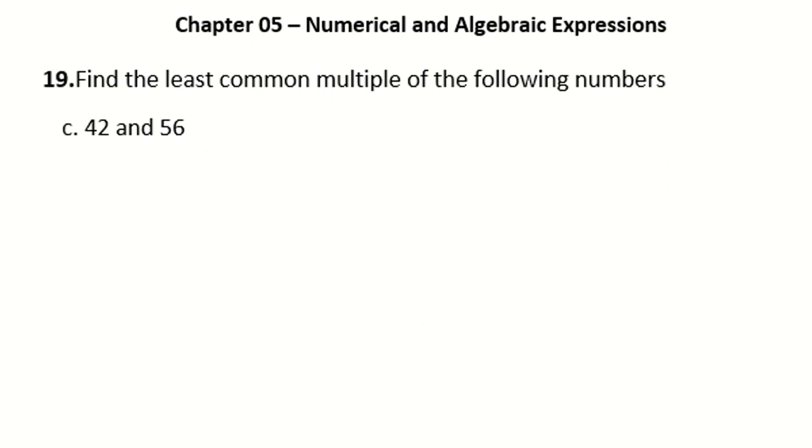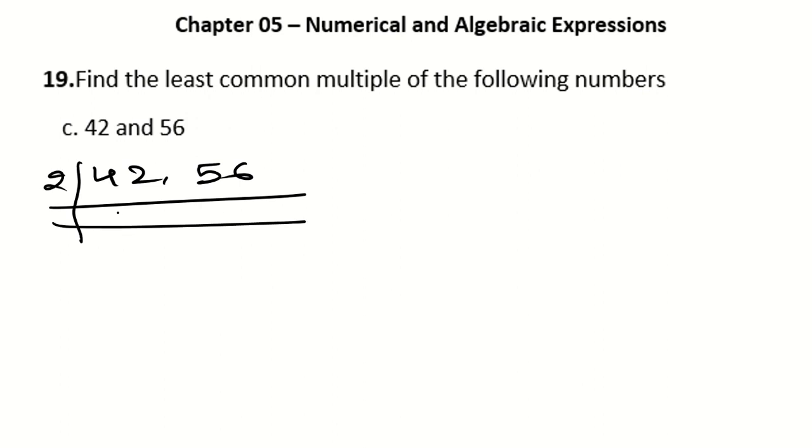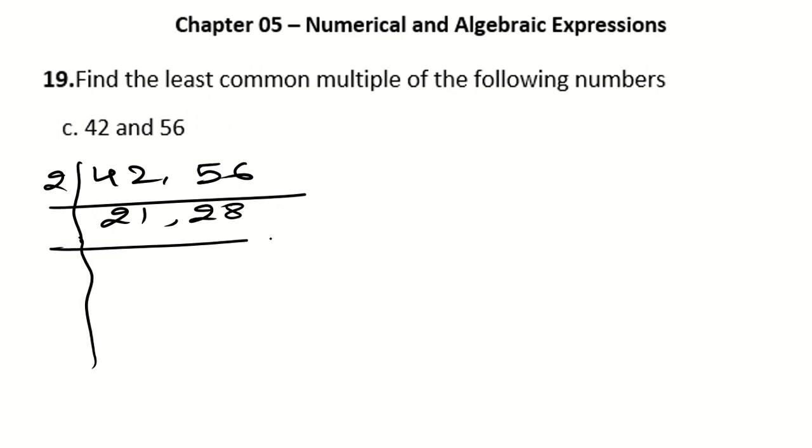Now, find the least common multiple of the following numbers. Just now I told you how to find that LCM. Again, let's practice some questions. 42 and 56. Here we can divide it by 2. So 42 divided by 2, 21. 56 divided by 2, 28. Students, just make sure that you are doing the calculations correctly, okay? So again divide by 2. So this is 21, this is 14.